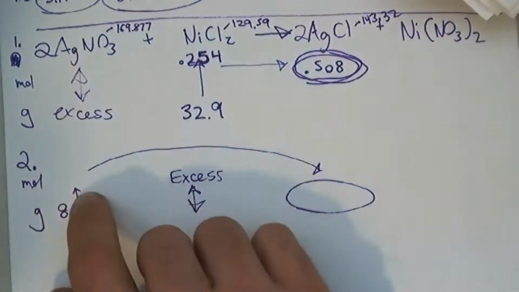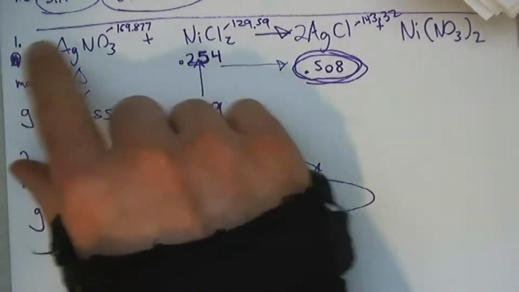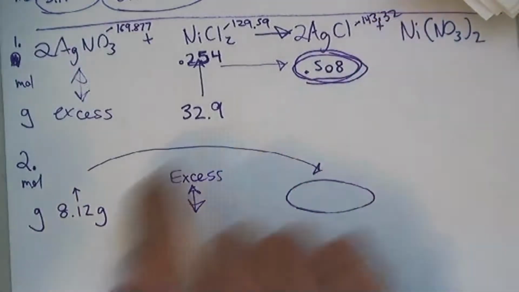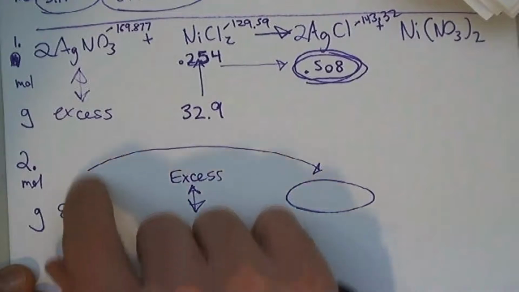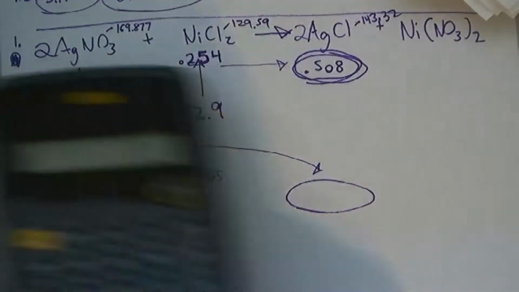I'm going to go up here to moles. Okay. And then I can use my mole to mole ratios to get to here. And then I'll use my molar mass to get back. So again, the way you go from grams to moles is you divide by molar mass. So let's go ahead and try it.